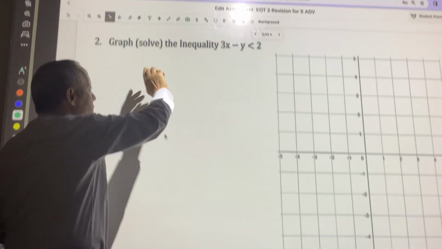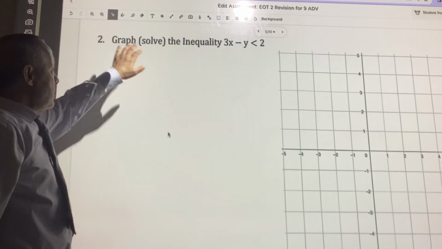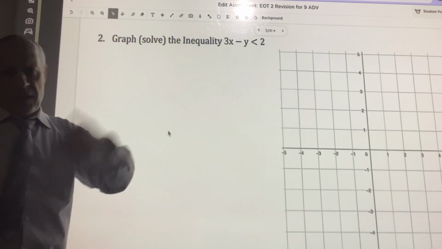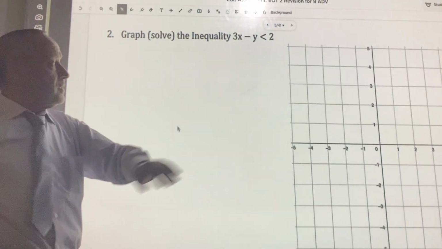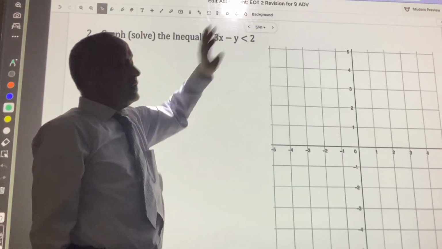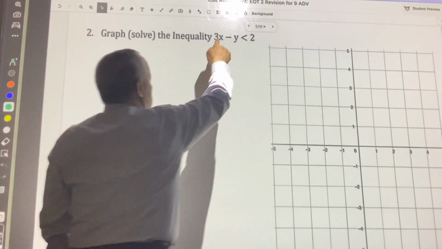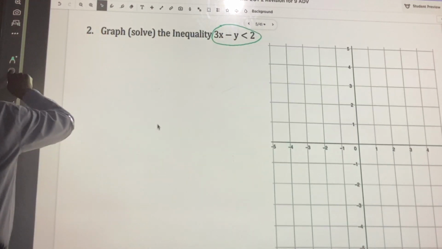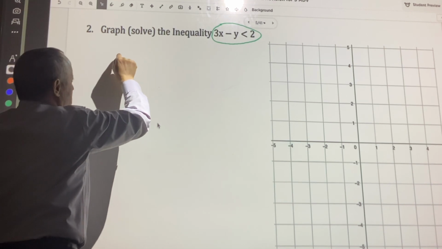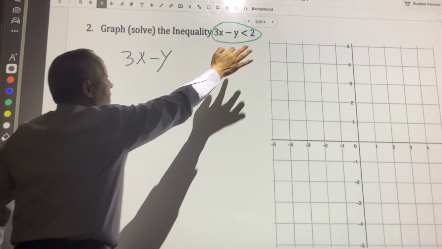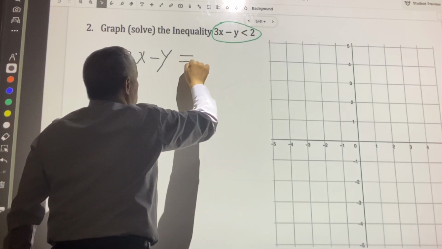Graph, solve the inequality. They can say graph, they can say solve, they can say solve by graphing. Because an inequality like this, you only graph it. So what you need to do, you take your information from here, copy it, let's use black color, 3x minus y, and put it with equal instead of less than or equal to.